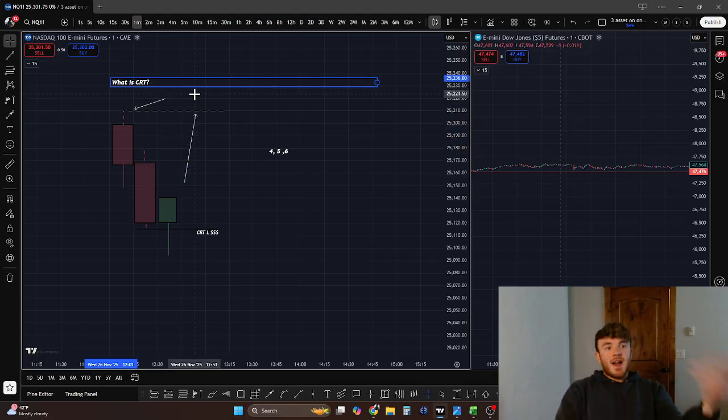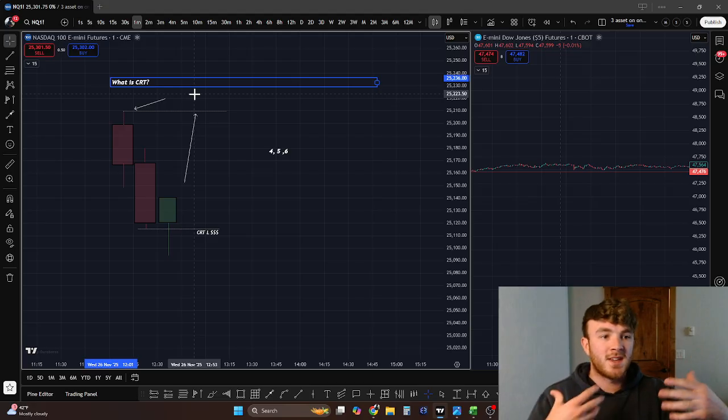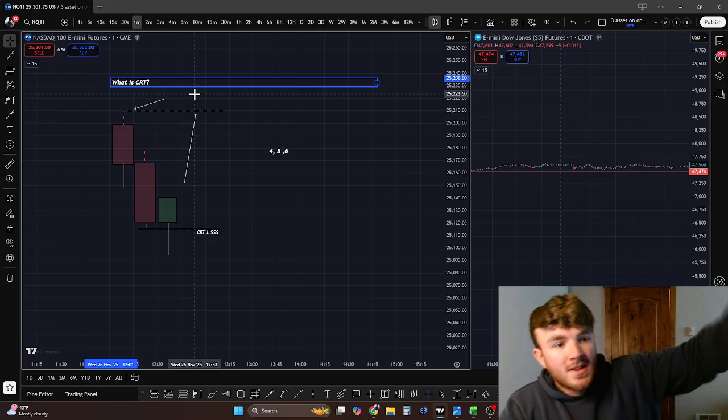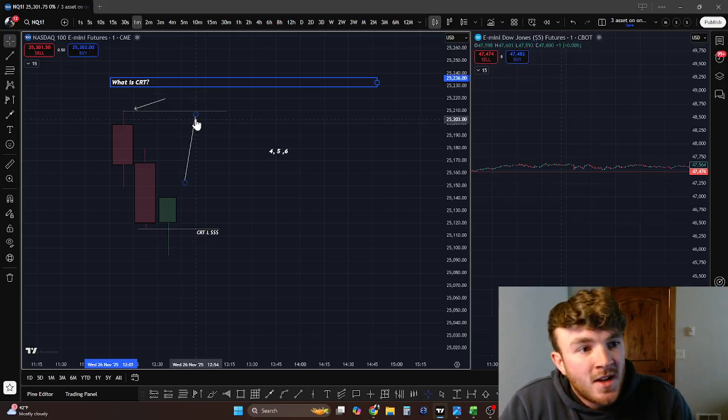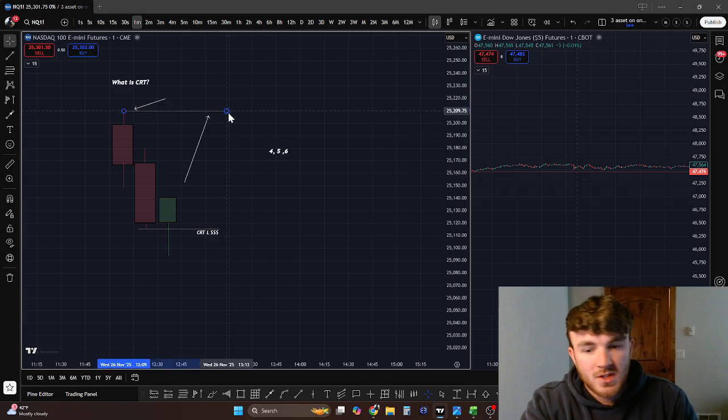So now how do you actually trade this? Because now we have the idea of what it is. It's a candle or series of candles, aka a candle range. One side of that range gets swept and then closed back within that range. Now we know the draw on liquidity is the opposing end of that range. But how do you actually trade this?